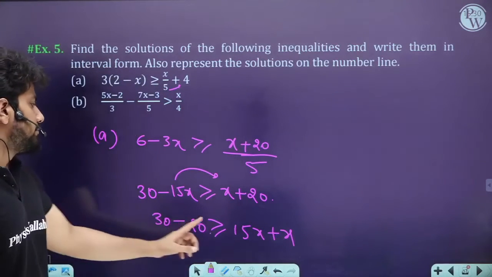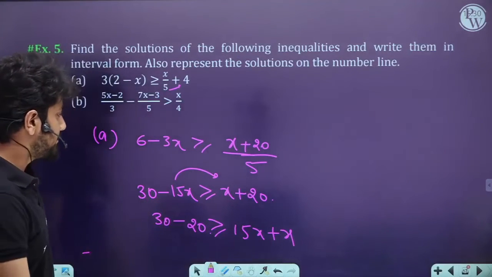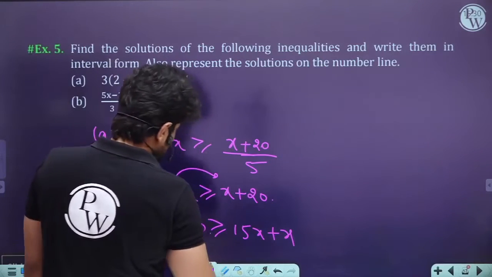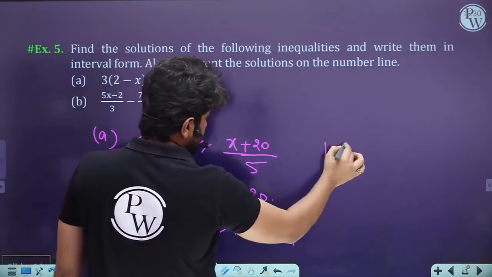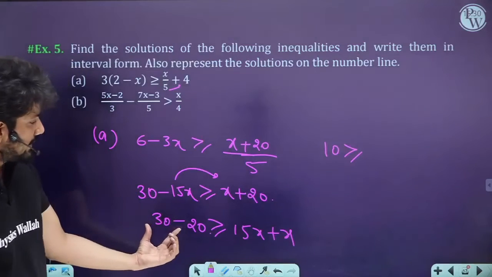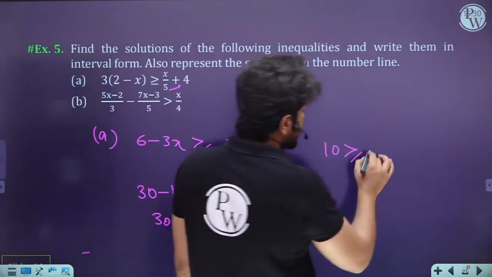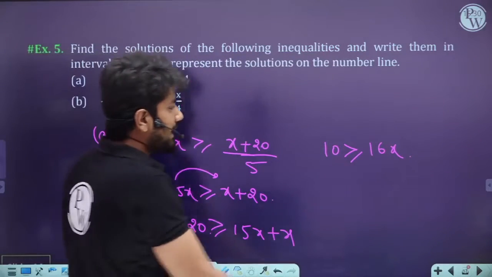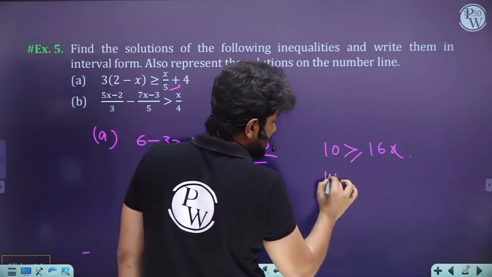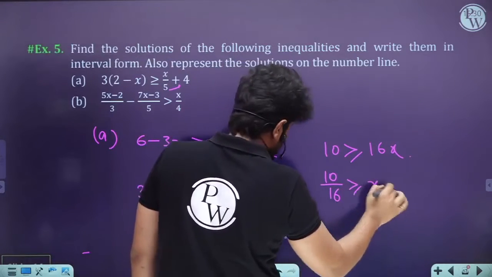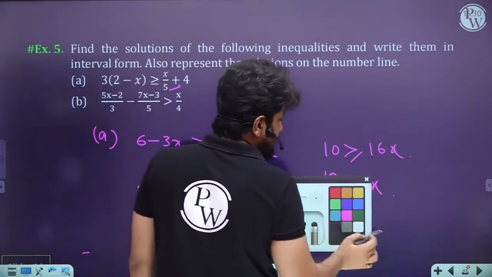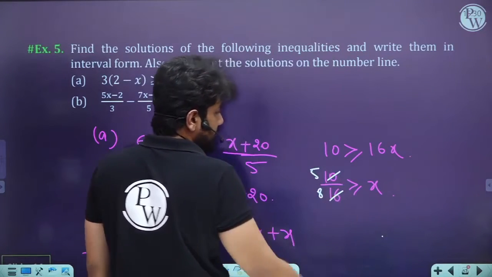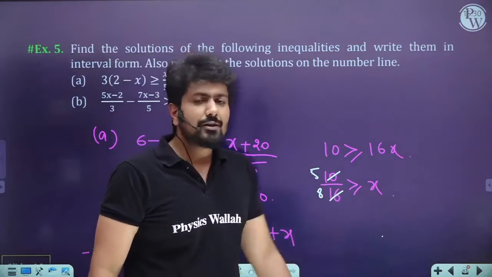Now 15x plus x will get added up. There will be no change in the inequality because still I'm not dividing by any negative number. So 30 minus 20, we have 10 on the left-hand side. It is greater than or equal to 15x plus x, which is 16x. So if you divide by 16, 10 by 16 is greater than or equal to x. Or we can say that x is less than or equal to 10 by 16, which is basically 5 by 8.